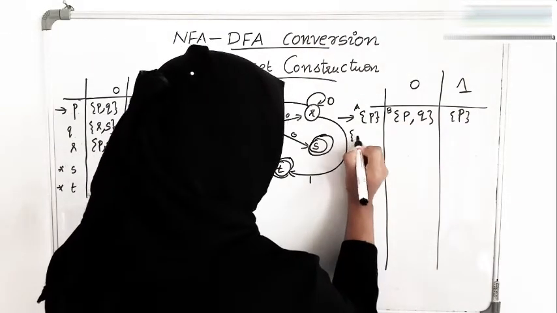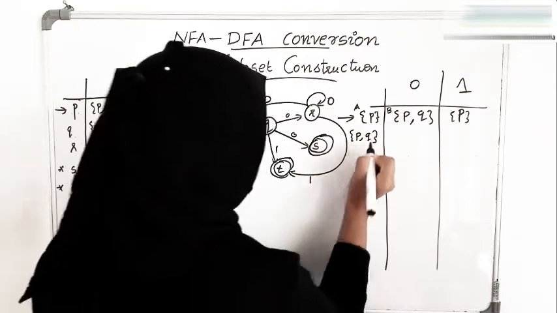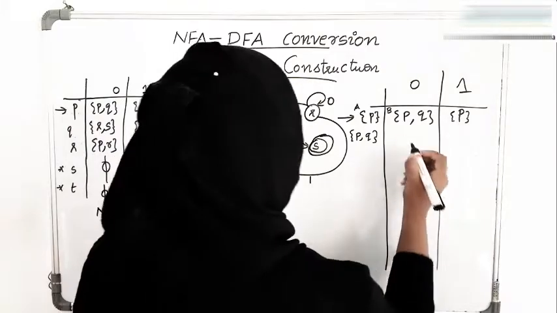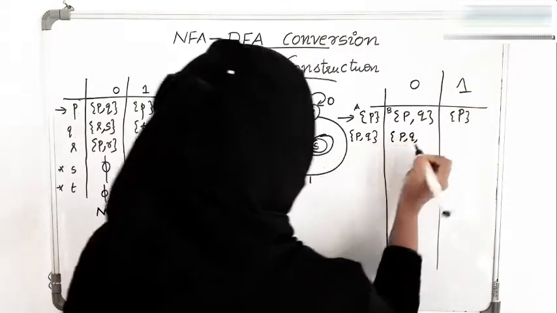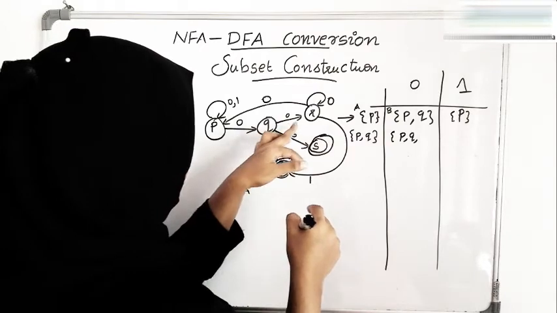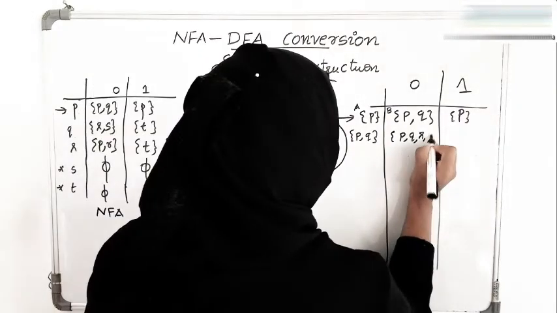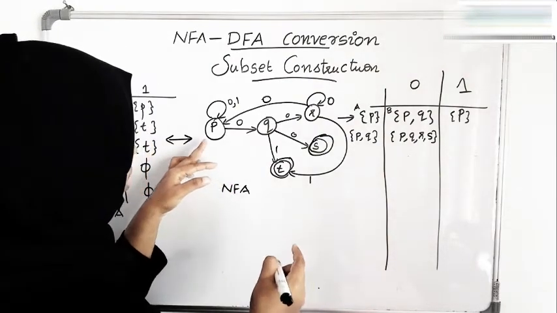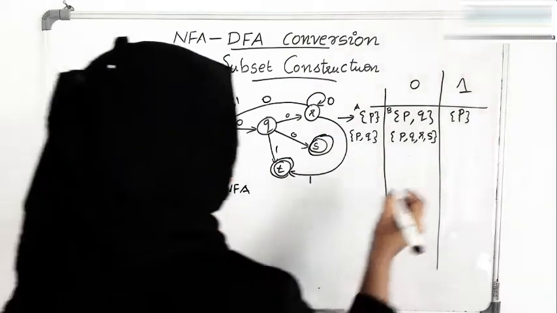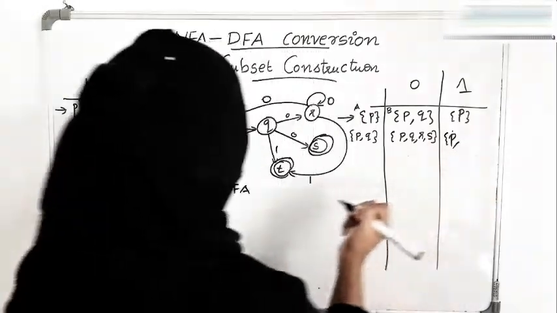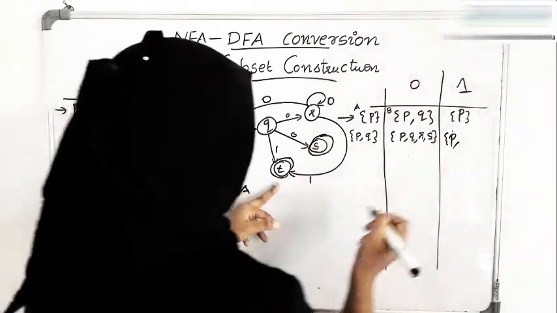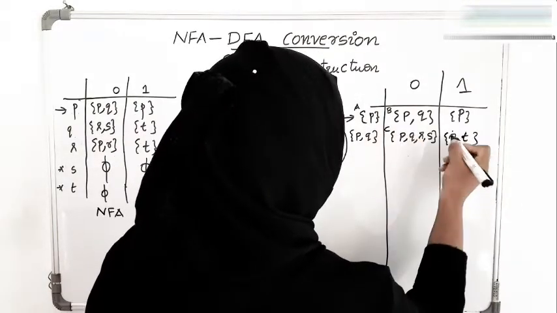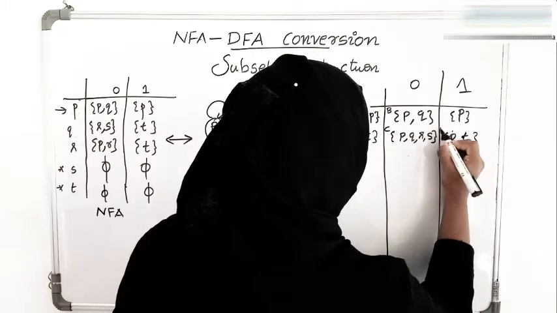So we will process PQ. From P on 0 you are going to P and Q. And from Q on 0 you are moving to R and S. Hope this is clear. Now PQ on 1. From P on 1 you are simply staying at P. From Q on 1 you are moving to T. Now this is a new state, I am naming it C. This is a new state that we haven't seen so far and I am naming it D.